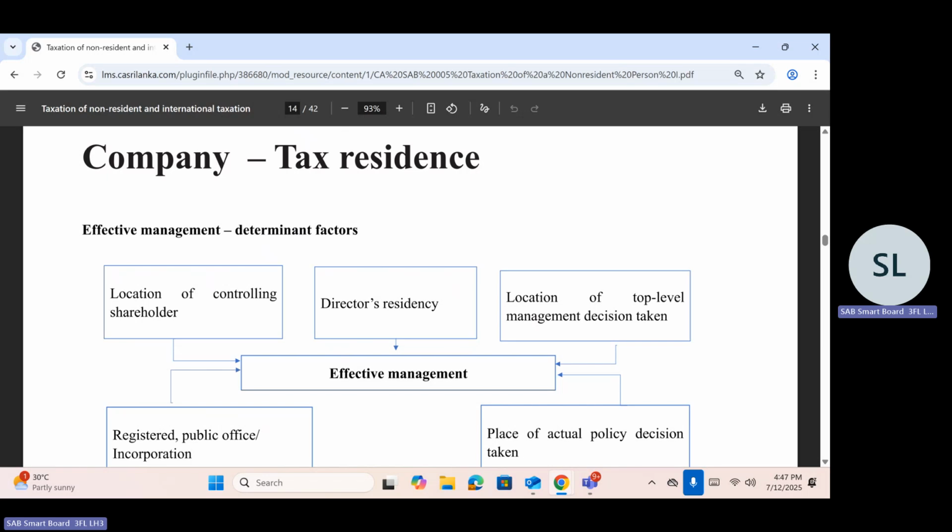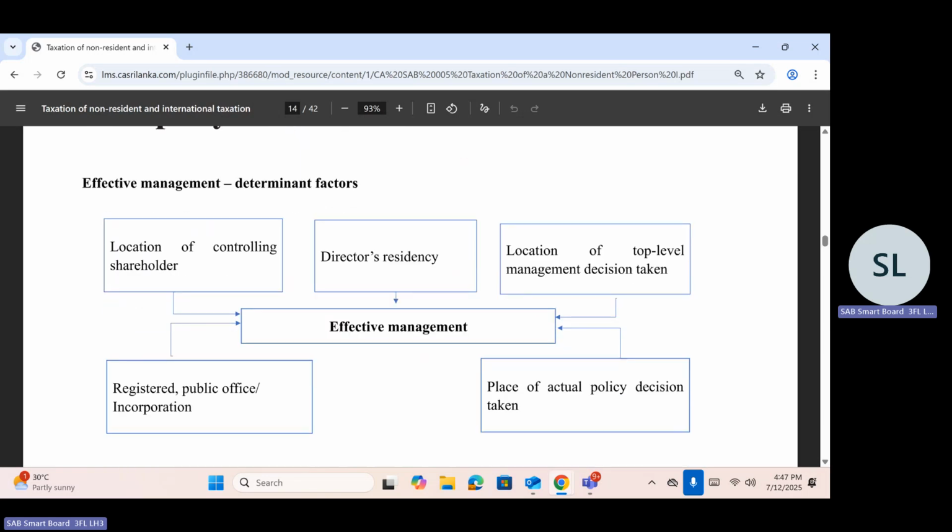So what are the things we can do if there is difficulty in finding out whether a particular company is resident or non-resident? Then we have to check where the effective management is. It says how to determine the effective management: location of controlling shareholders, where the controlling shareholders are. This is for the difficulty of determining residence of a company that is not incorporated in Sri Lanka and has no registered or principal office, but is doing business in Sri Lanka. Whether it is resident or non-resident. If the controlling shareholders are in Sri Lanka, that means the shareholders are the owners of the company.